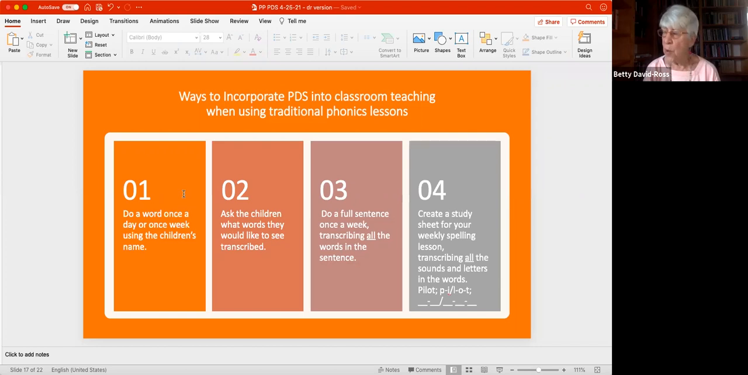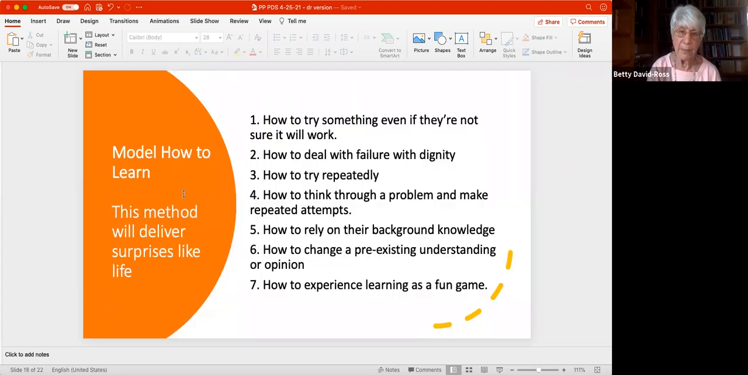Again, no matter what level group you're working with, this is for building up reading speed and reading accuracy. Fourth, you can create a study sheet for your weekly spelling lessons, describing all the sounds and letters of the word. So in this case, it would probably be the long I in the spelling lesson, but I'm transcribing all the letters. I'm asking the students to remember all the sounds, make all the sounds and identify which letters make the sound, not just the target one for the spelling lesson.